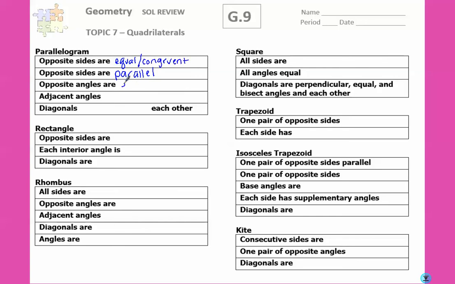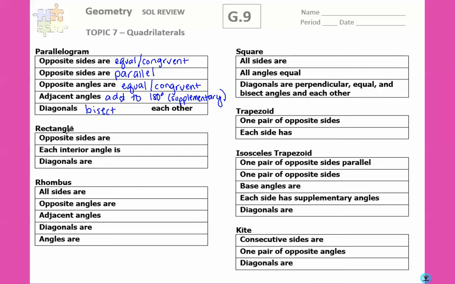Opposite angles are also equal or congruent. Adjacent angles add to 180 degrees, which remember is called supplementary. And the diagonals bisect each other, which means cut in half.